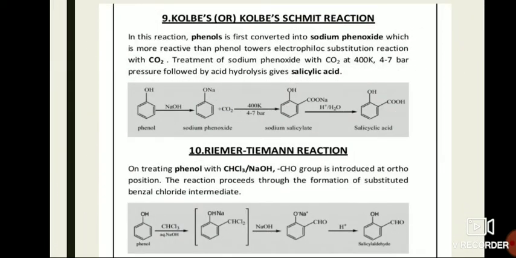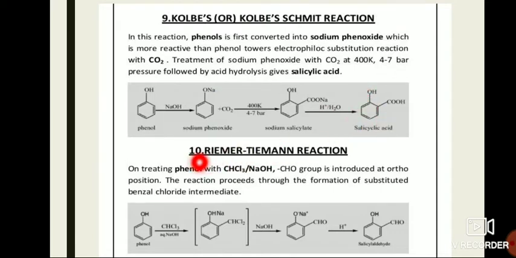And Kolbe reaction. Phenol reacts with sodium hydroxide to form sodium phenoxide. The sodium phenoxide reacts with carbon dioxide, heating at 400 Kelvin and 4 to 7 bar to form sodium salicylate. The sodium salicylate reacts with water to get a proton to form salicylic acid.